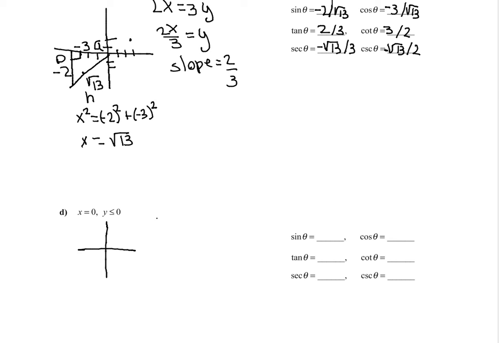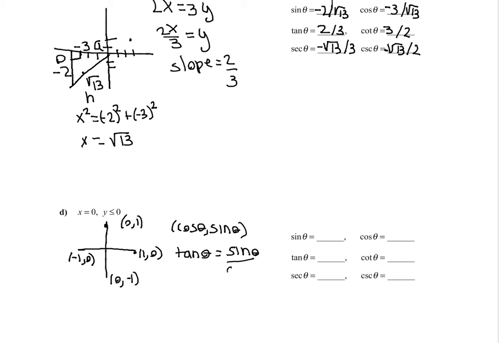Now for this one, it says x equals 0 and y has to be smaller than 0. So we have to use our unit circle. We know that this point is 0 and 1. This point is 1 and 0. This point is 0 and negative 1. And this point is negative 1 and 0. We also know cos theta and sine theta, and that tan theta equals sine theta over cos theta.